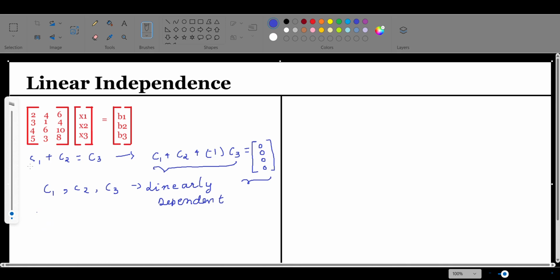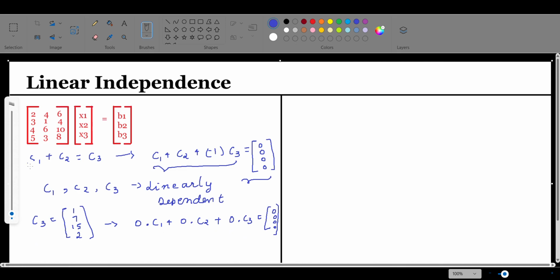So for example, let's say C3 was not equal to 6, 4, 10, 8. Instead, it was equal to 1, 7, 15, 2. Now you'll notice that there is no way of combining the three columns this time to get the 0 vector. So therefore, you could say that the only way the 0 vector could be found is if you did this: 0 times C1 plus 0 times C2 plus 0 times C3. That's the only way you'd get the 0 vector.